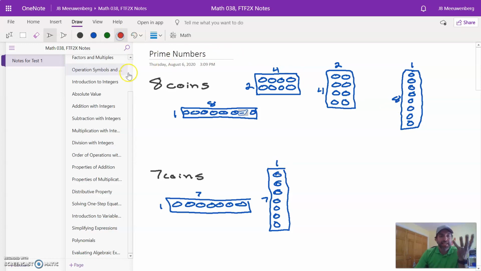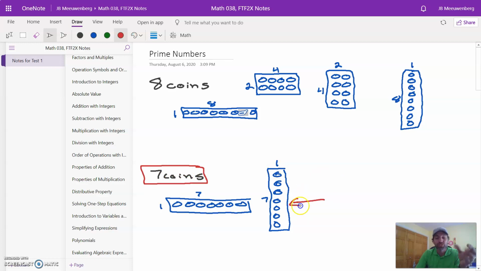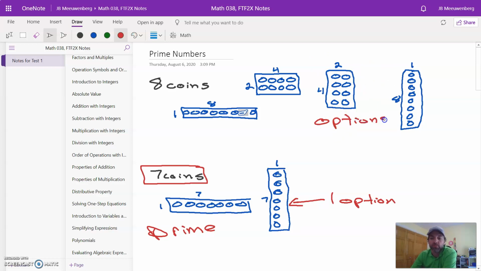This is what prime numbers are all about. 7 is a prime number. There are no more options. There's only one option for arranging 7 things into a rectangle. 7 is a prime. 8 has options, right? We have multiple options. We have really 2 options. More than one option. This is called a composite number.